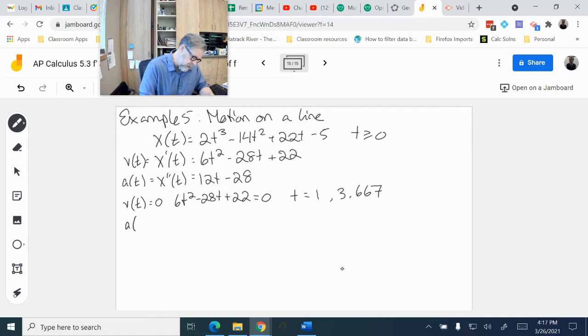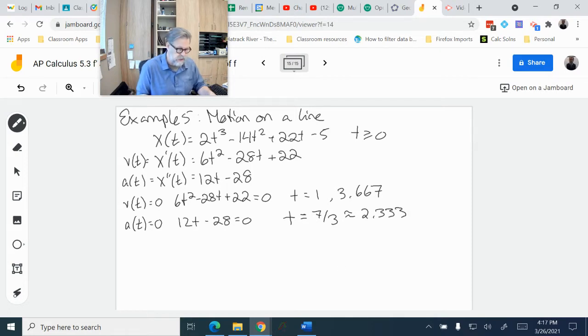Secondly, acceleration equal to 0 is a little bit easier because it's linear. We know that 12t minus 28 equals 0 at t equals 7/3, or 2.333, again rounding to 3 decimal places. So I'm going to go to the next page, and if you want to jot those down, go ahead and pause and jot them down.